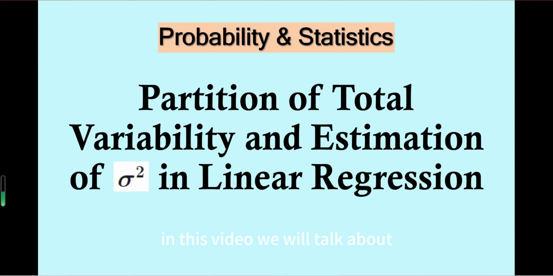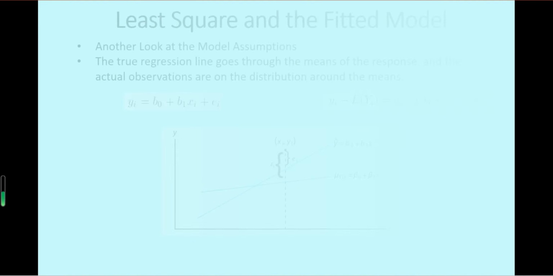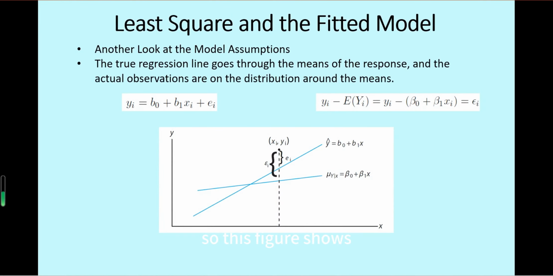In this video, we will talk about the partition of total variability and estimation of sigma square in linear regression. So this figure shows the simple linear regression between y and x. And this line is the true, real linear relationship between x and y.